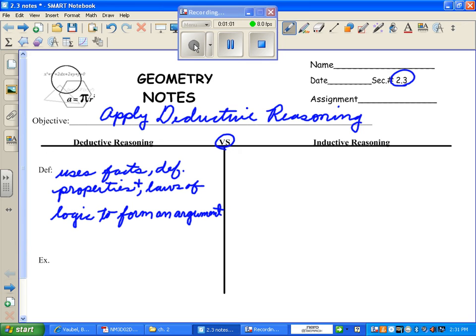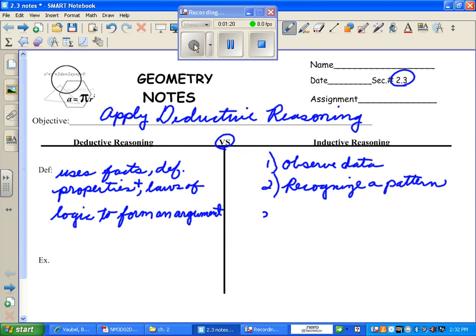Okay, versus inductive reasoning has three parts to it. One, you are going to observe data. Watch what's going on. Secondly, you're going to recognize a pattern. And thirdly, you are going to then make a conjecture. Making a conjecture is like making a hypothesis. Alright, an example of each of these.